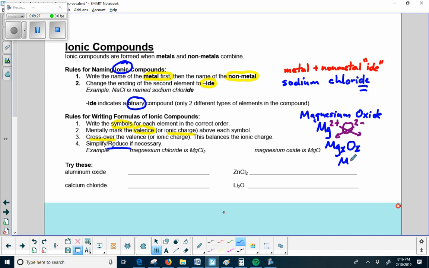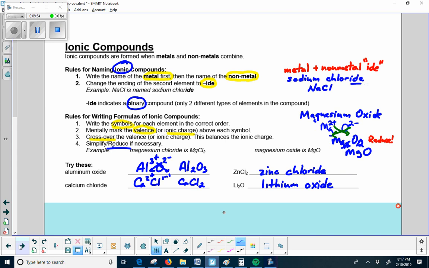So you're going to have magnesium and oxygen. So this would be my true formula. So let's review. You write down the symbols, write down the ionic charge or the valence, use the crossover technique, and reduce if necessary as we did over here. So what I'd like you to do, try these out. We have a few examples here, and then check the pause and then check your answers.